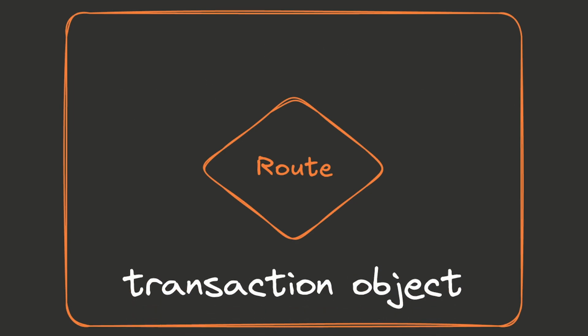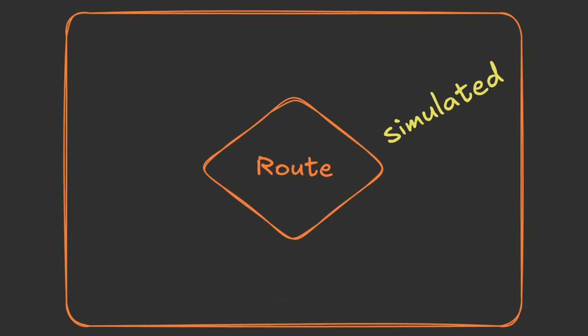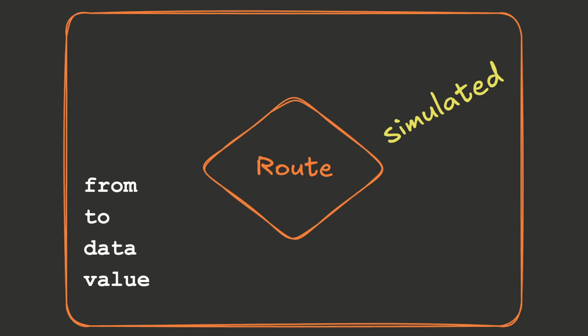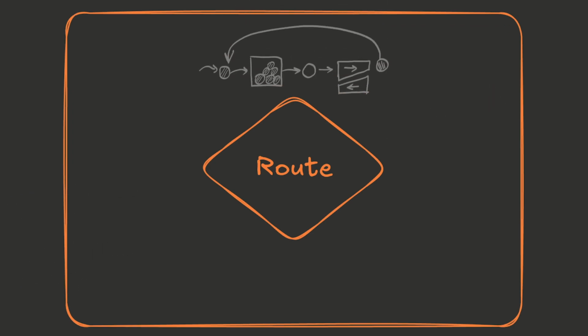The Route API returns a complete transaction object with simulation results. You'll get gas estimation, expected output amount, and price impact. Of course, you get a complete transaction as well: the sender address, which is you, the recipient, one of Enso's contracts, and the call data that implements your strategy.